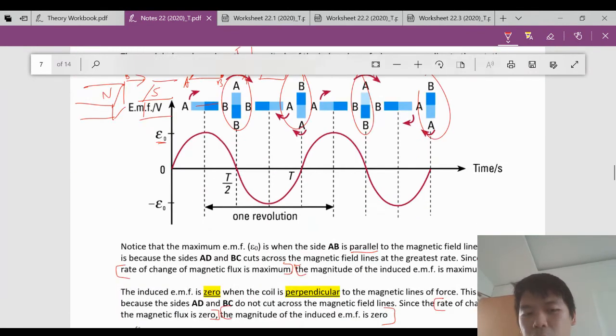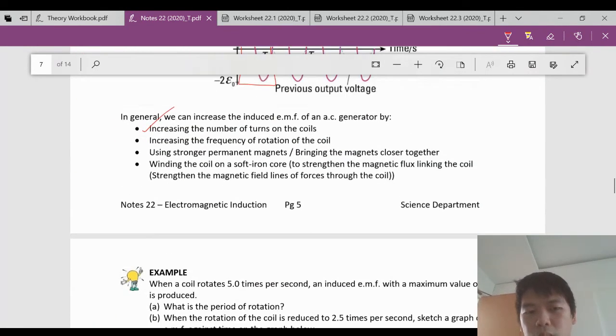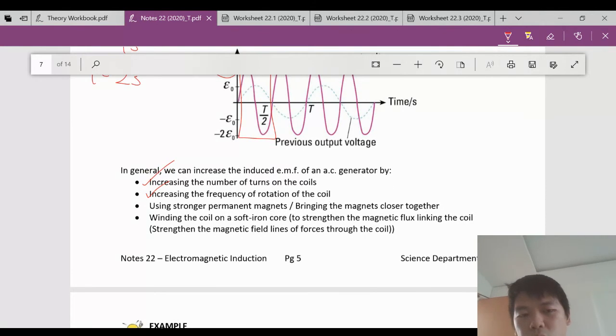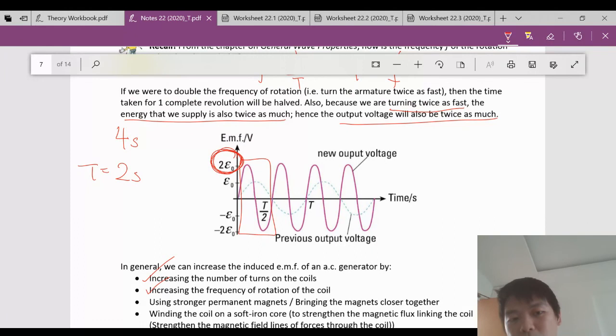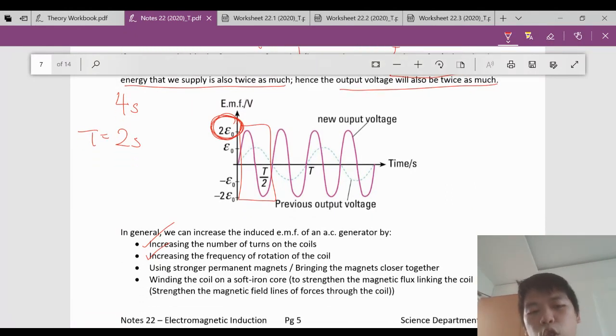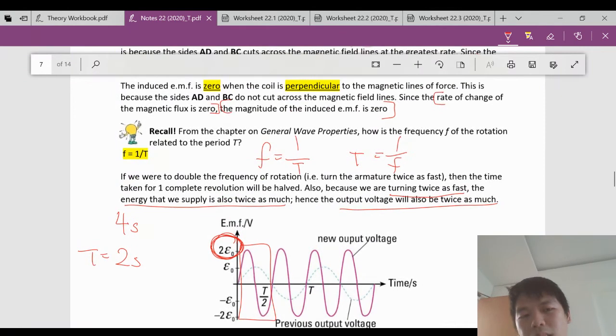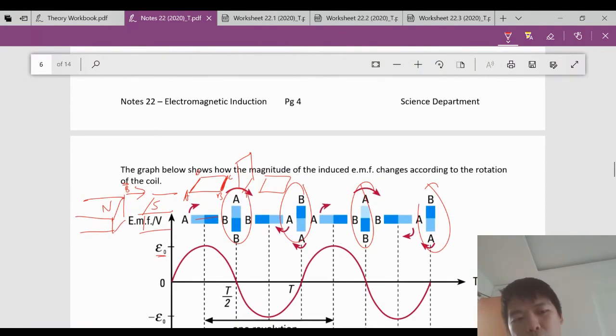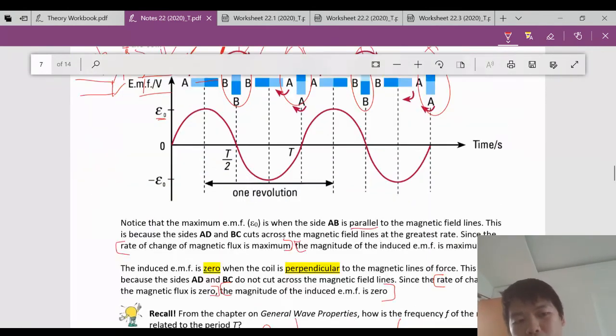Okay, that's the number of turns. You can also increase the frequency of the rotation. So now you want to spin faster. Remember, when you spin faster, twice as fast, your maximum EMF will also increase. You can use stronger permanent magnets. So the magnets that you place, you can use a stronger one also.